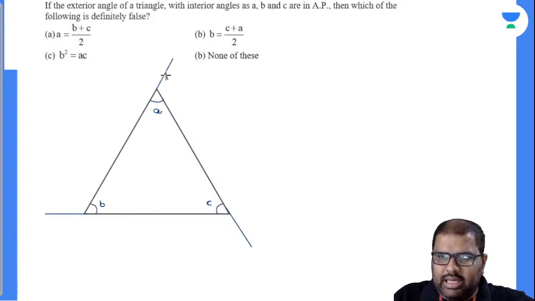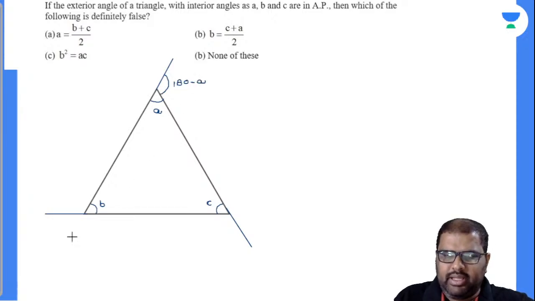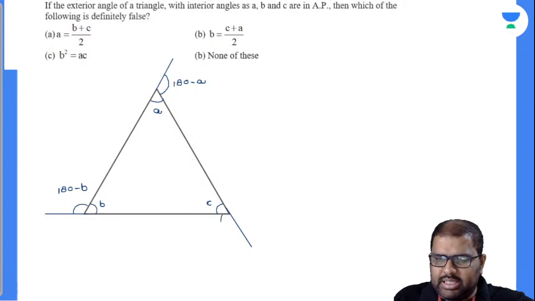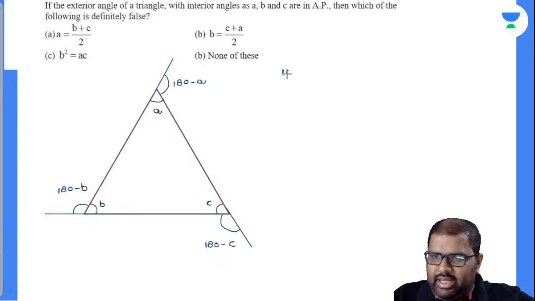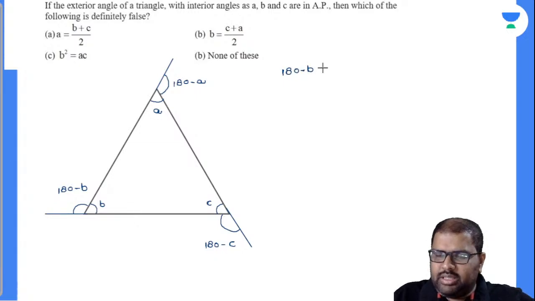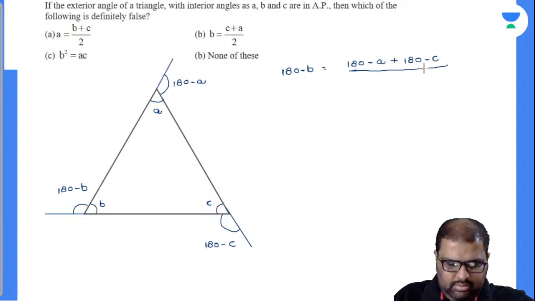Now, what is this angle here? This angle will be 180 minus A. The sum of adjacent angles will be 180 degrees. Now this angle will be 180 minus B. This angle will be 180 minus C. What is the question asked? Which of the following is definitely false, it seems here. Now see here, 180 minus B is equal to 180 minus A plus 180 minus C divided by 2.